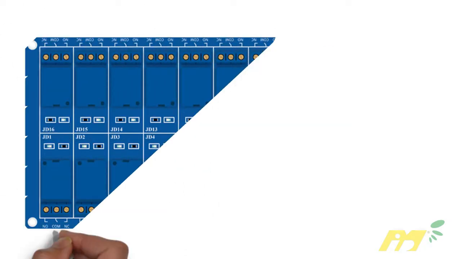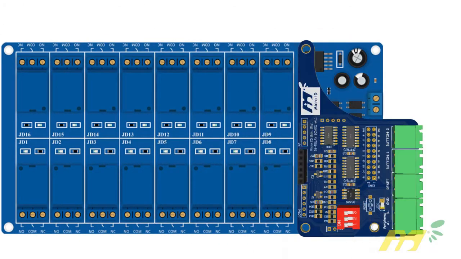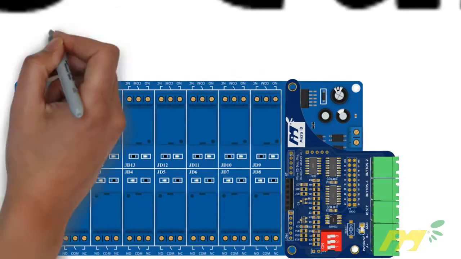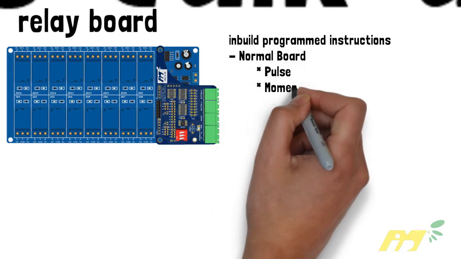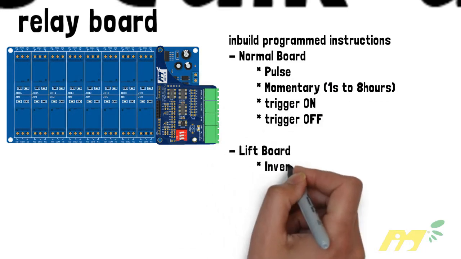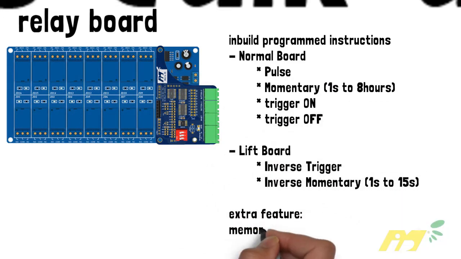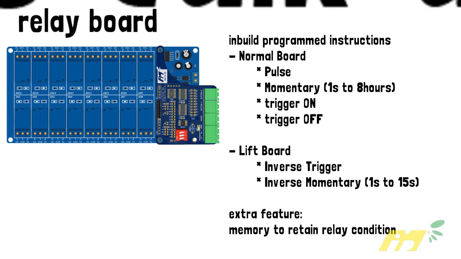On our next hardware, we have many relays that act as outputs. Relay board. This board has inbuilt instructions. There are more than 20 instructions to control the relay. We've listed a few here by grouping them as normal board and lift board. The board's extra feature: on power failure, it retains the previous relay condition when power is on.